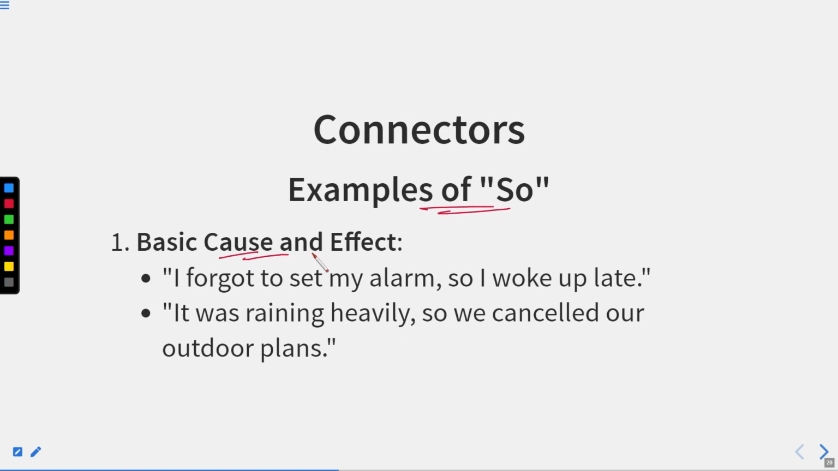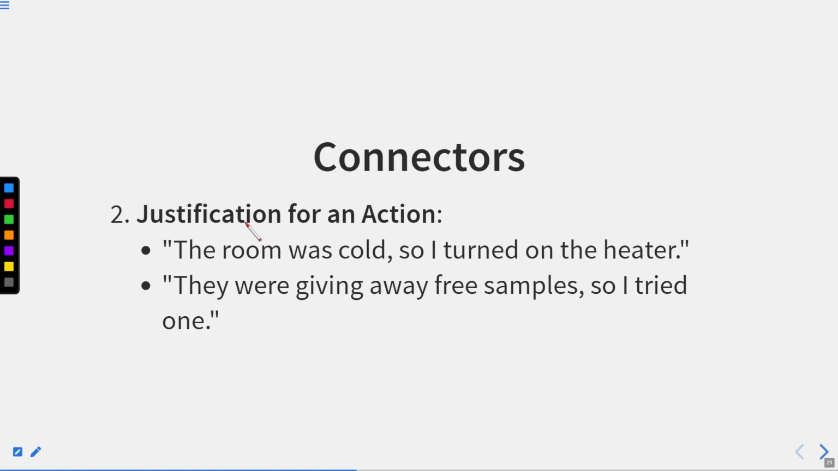Examples of "so". Basic cause and effect. I forgot to set my alarm, so I woke up late. This was the reason, that I forgot to set my alarm, and the result of it is that I woke up late. It was raining heavily, so we cancelled our outdoor plans. This was the reason because of which we cancelled our outdoor plans. Justification for an action. The room was cold, so I turned on the heater. They were giving away free samples, so I tried one.